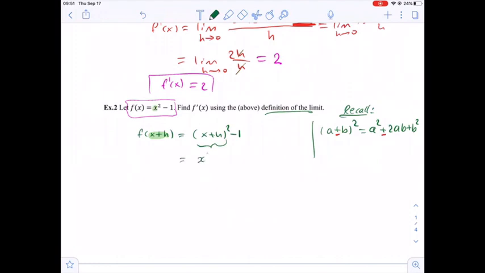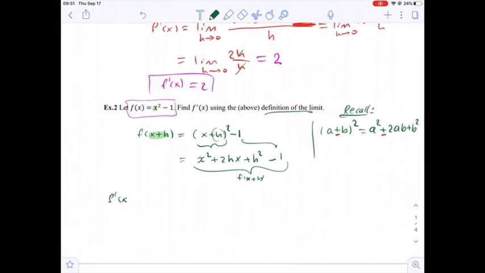So x squared, the square of the first, plus 2 times the first times the second. You can write it either 2xh or 2hx. I prefer to write it 2hx, but that will not change the result. 2hx, and then plus h squared, the second term squared, minus 1. So this is f of x plus h. Now we apply the formula.